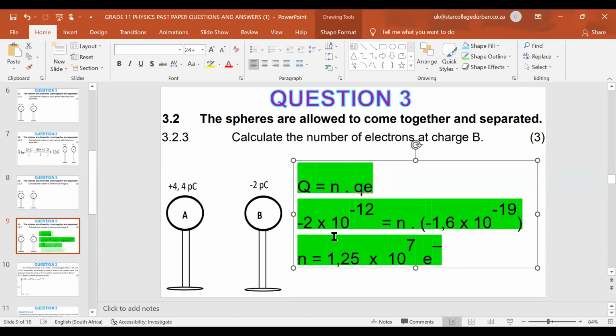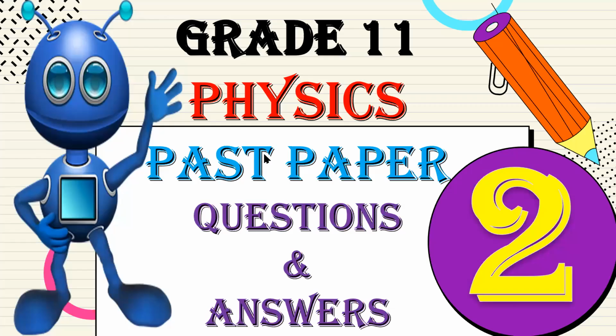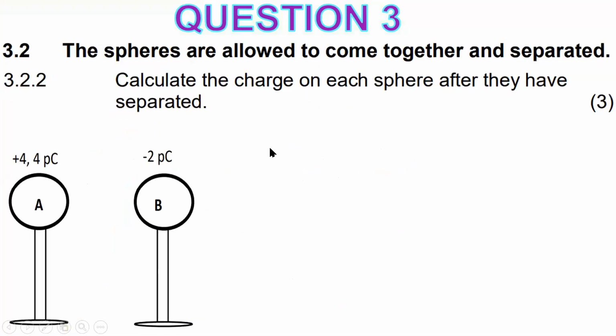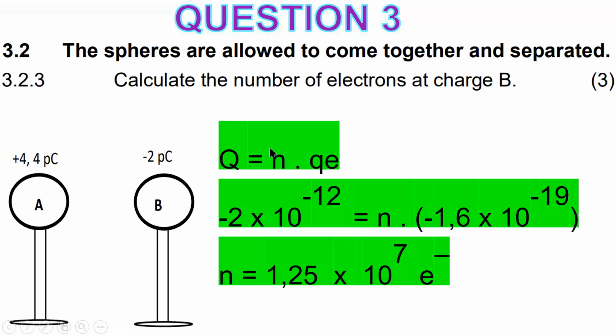So final answer will be positive. Please remember that. Okay, we can carry on. So quickly, let's go to that question back. So first of all, -2 times 10 to the power of -12. So charge B, we are writing in coulombs, and charge of electron, QE is charge of electron, -1 times 10 to the power of -19, and you are getting number of electrons as 1.25 times 10 to the power of 7 electrons.